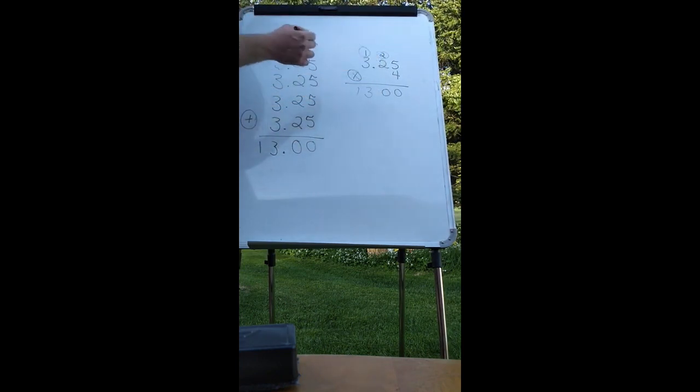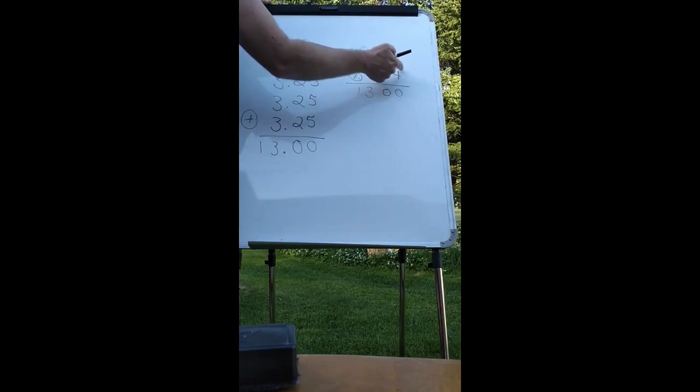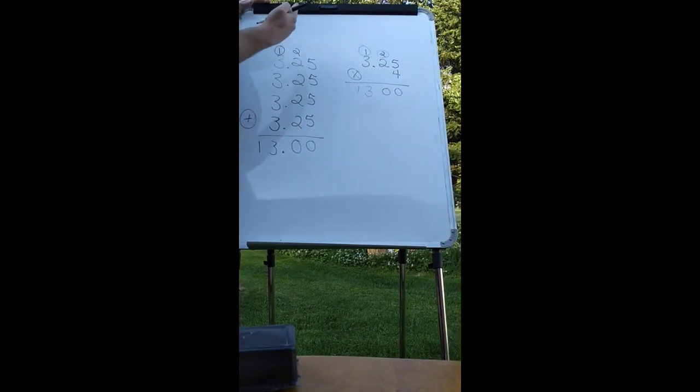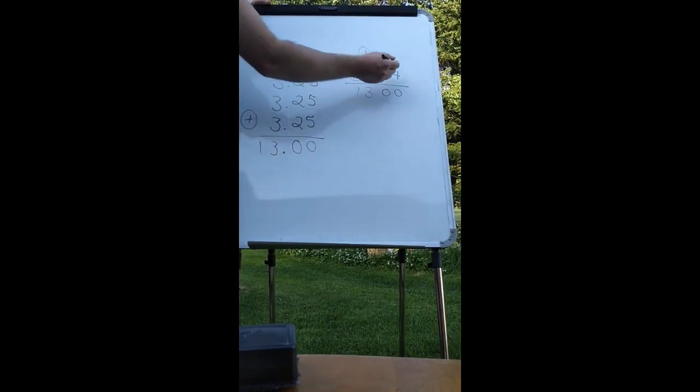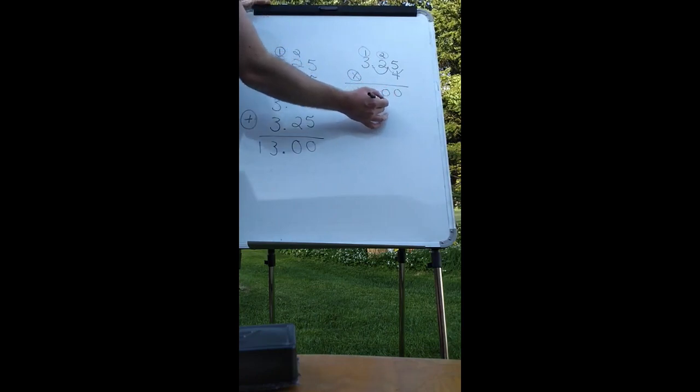And then here's the tricky thing. Whenever you're multiplying with decimal values, at the very end, all you do is count from right to left how many decimal values you have. So here we go, 1, 2. So in your answer you go 1, 2, 13.